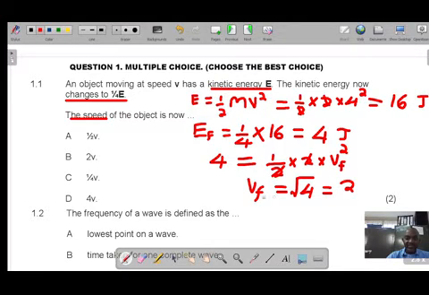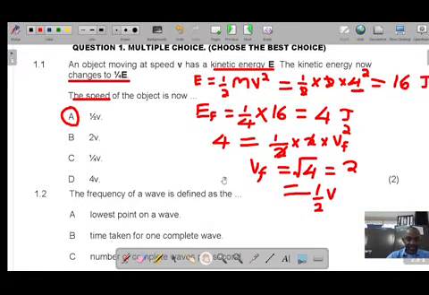Now if I compare this v final with my v initial, which was 4, I can see that this 2 is a half of the 4. So it means that my v final is going to be a half of the v, because my v initial was the 4, and now my v final is 2. So 2 is a half of the v initial, that was 4. So my answer becomes a half v. That's my correct option. Okay, let us move forward. Let us proceed.